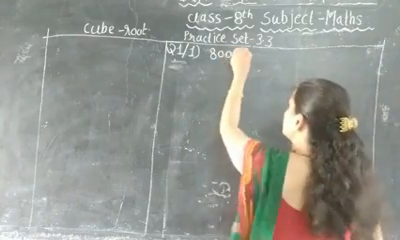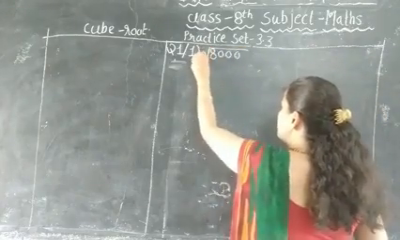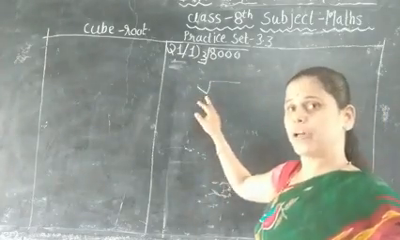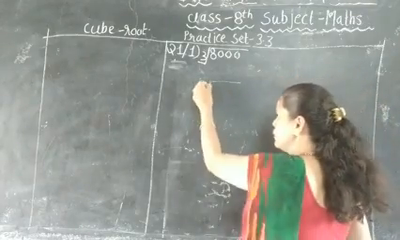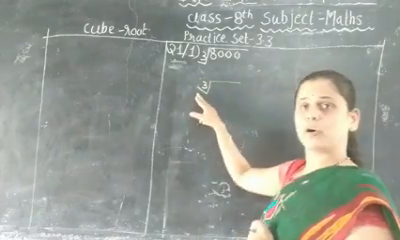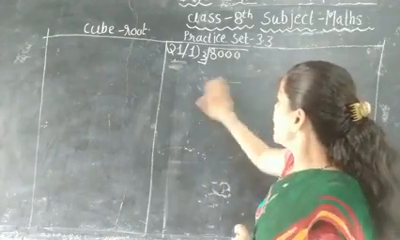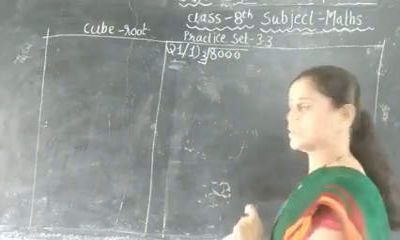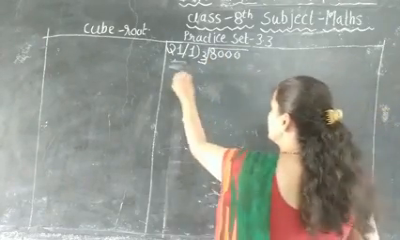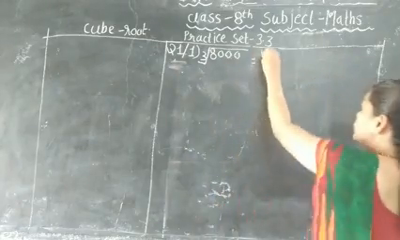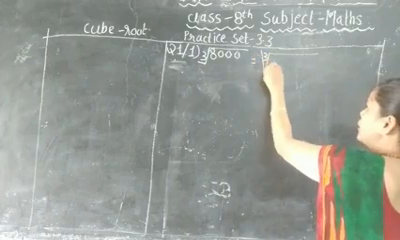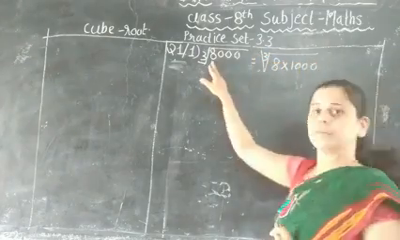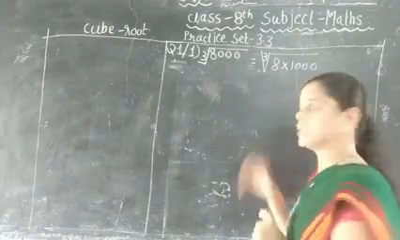So just write the symbol of cube root. If we write this symbol, then this is a symbol of square root. But if we place here 3, then this is a symbol of cube root. So we have to find cube root in this problem. So cube root of 8,000. Then we can write here cube root of 8 multiplied by 1,000. 8,000 means 8 multiplied by 1,000.